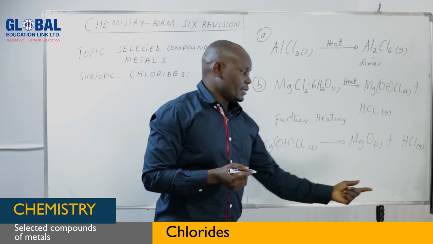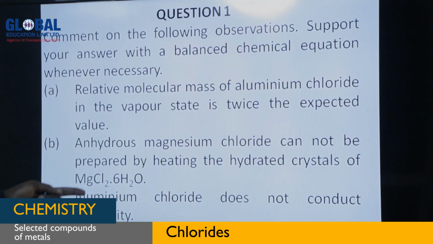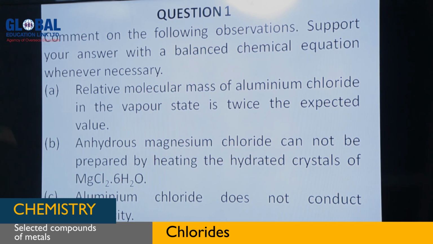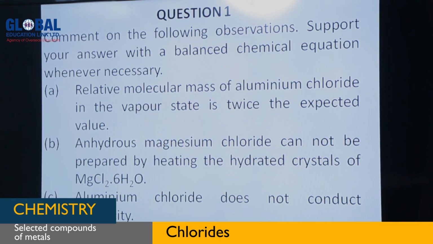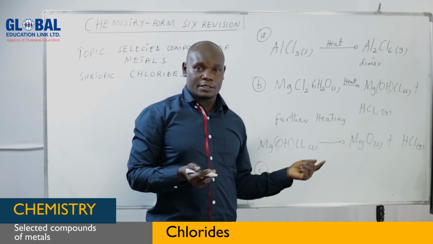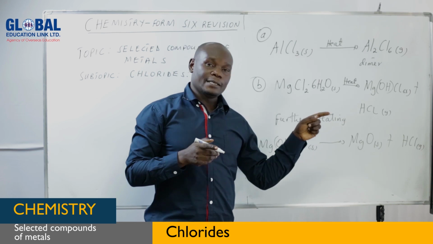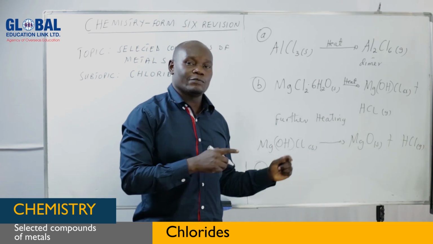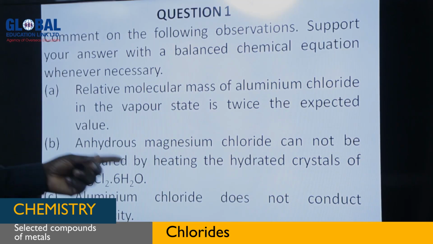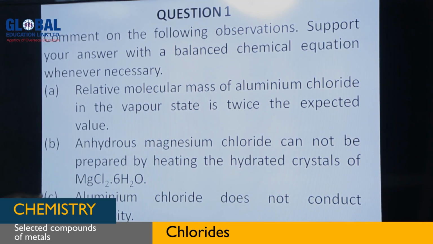And the third part is that aluminium chloride does not conduct electricity. So what does it mean here? It means that it cannot form ions in either aqueous state or in its liquid state, because the ions are the responsible particles for carrying charge from one point to another. So since aluminium chloride does not conduct electricity, this is due to the covalent nature of aluminium chloride.